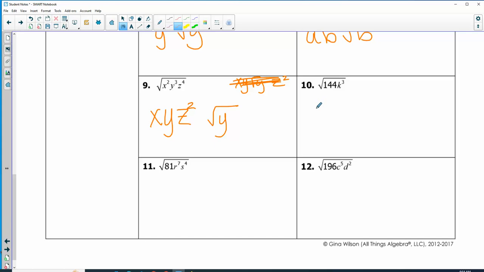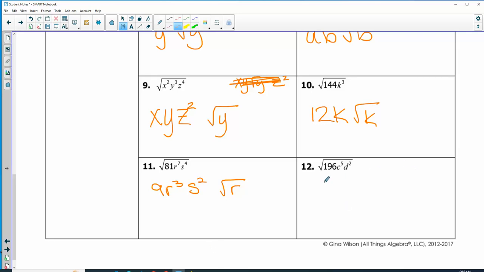All right, number 10, what is the square root of 144? Okay, if you have 3 k's, how many groups of 2? 1. How many left over? 1. You guys try 11 and 12 for me. So square root of 81 is 9. If I have 7 r's, how many groups of 2 can we form? 3. And there is an r left underneath. And if you have 4 s's, we can make 2 groups.